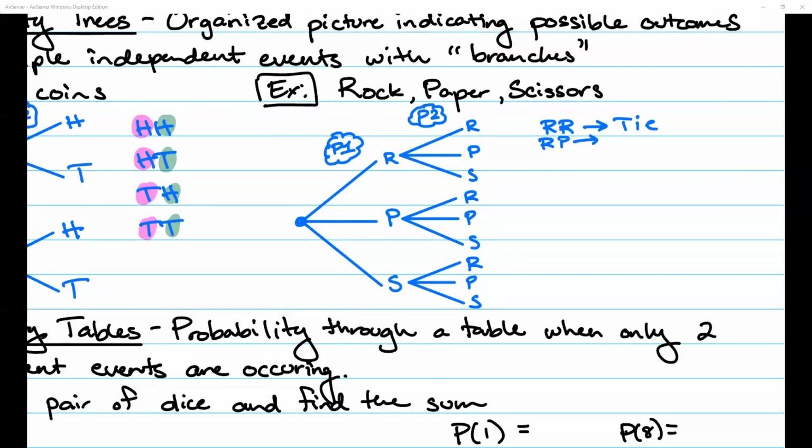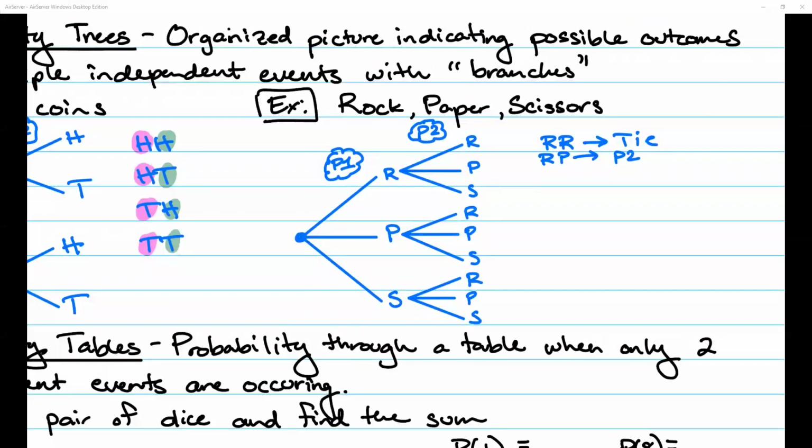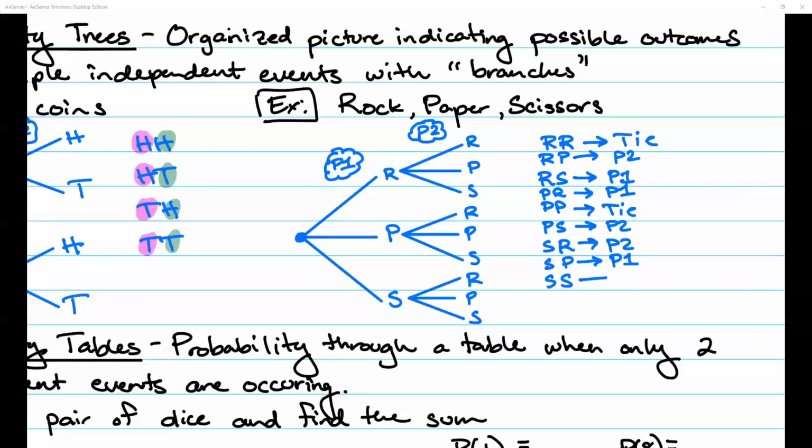And in that case, if it's rock and paper, player two wins. If it's rock and scissors, then player one wins. If it's paper and rock, then player one wins. I'm struggling with this, guys. Paper and paper, this is a tie. And then paper and scissors, player two wins. And then lastly, we have scissors and rock. Scissors and rock, player two wins. Scissors and paper, player one wins. And then scissors and scissors, we have a tie.